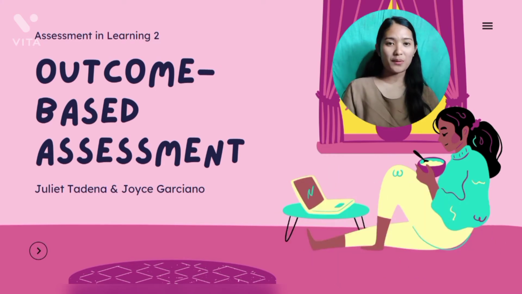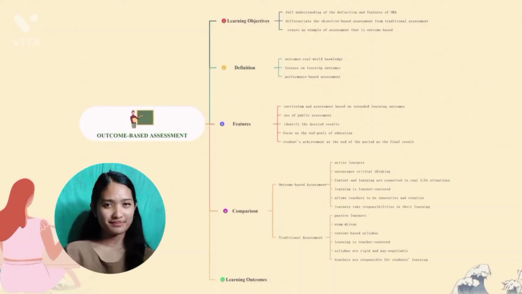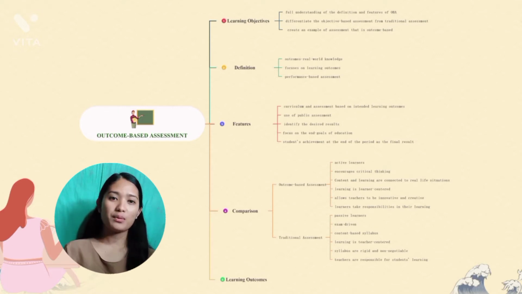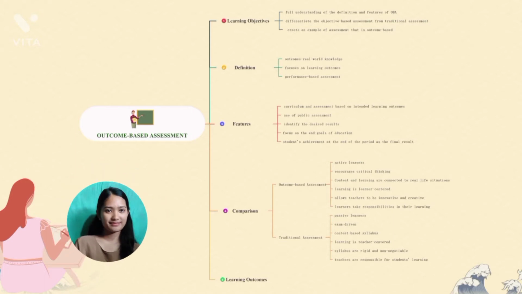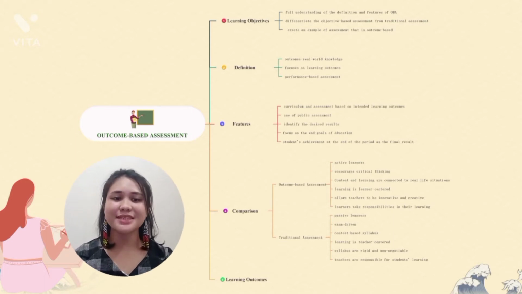We will present to you our mind map as an overview for this video presentation. The topic that we will discuss is outcome-based assessment. We will present the 3 learning objectives, the definition of outcome-based assessment, and its 5 features. We will also discuss the comparison of traditional assessment and outcome-based assessment, and lastly, our learning outcomes.